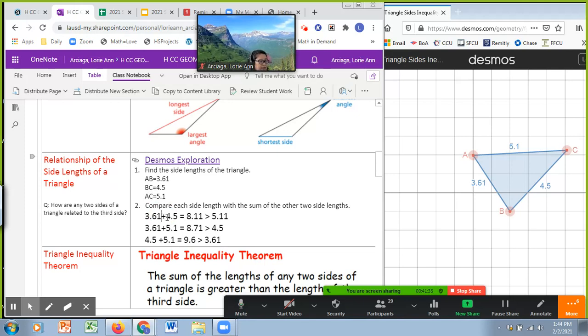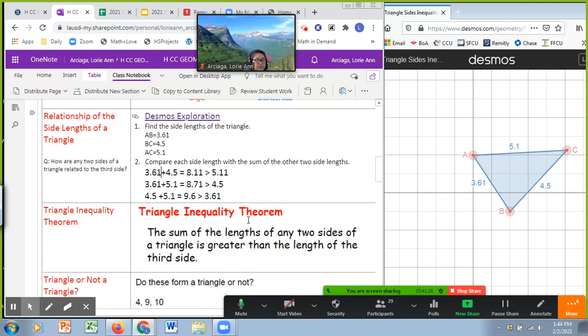Okay, good. So what do we notice here? If you notice, when you add any two sides, it's actually always bigger than the third side.